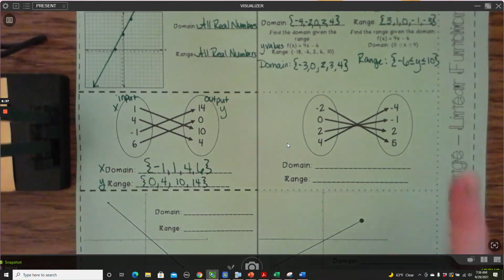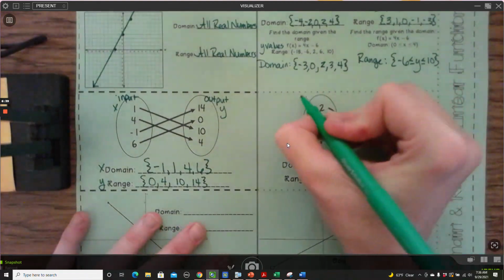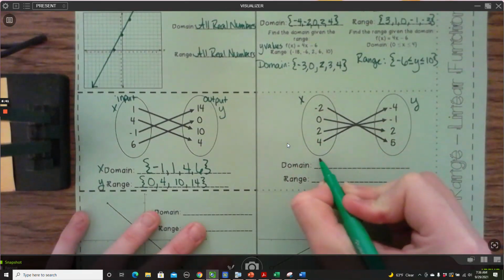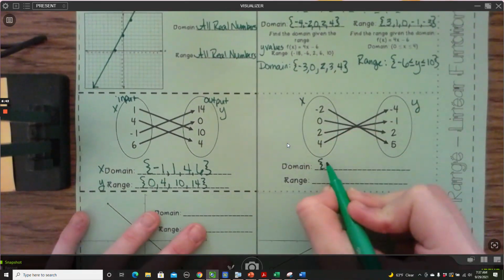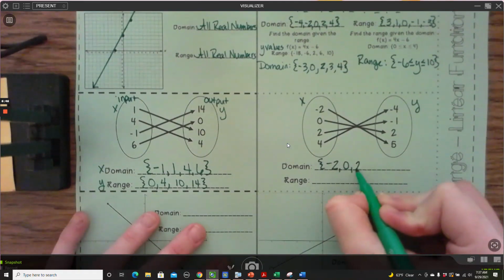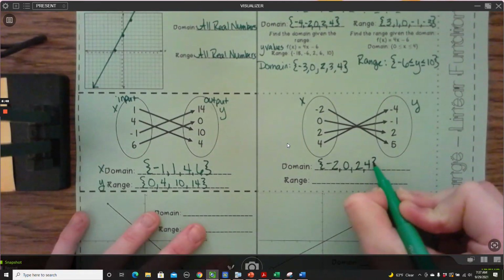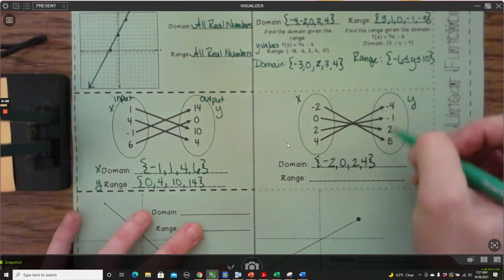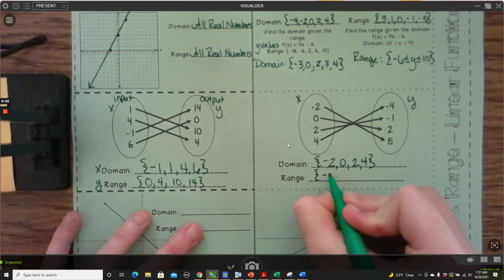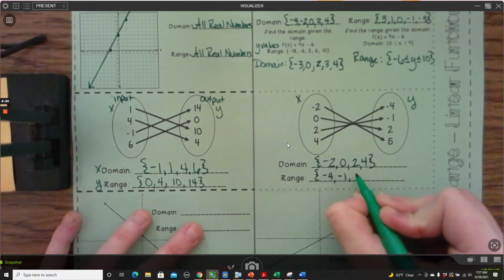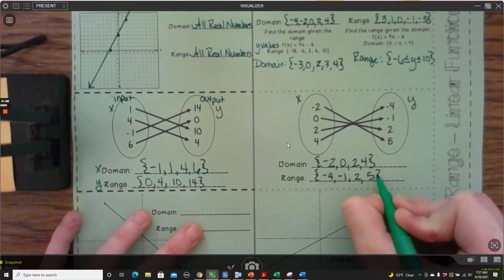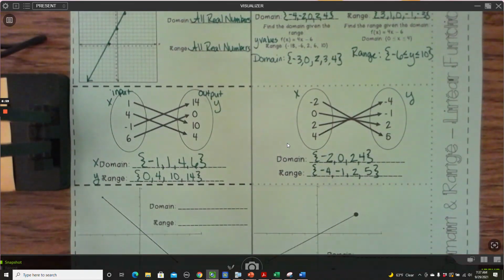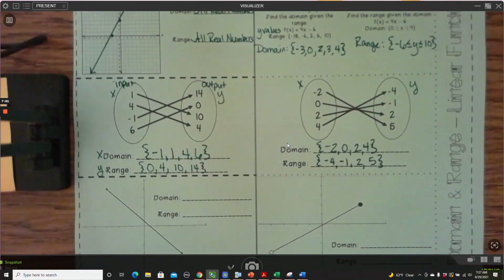So on the next one, same exact process. X's and Y's, domain are my X's, so I'm just going to write these numbers. They're already in numerical order. With commas in between each value. Then my range are going to be my Y values, so -4, -1, 2, and 5. So I just copy the values down, and I use those brackets.